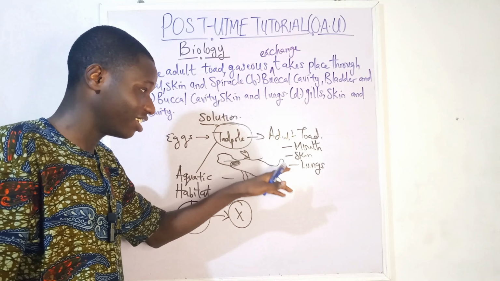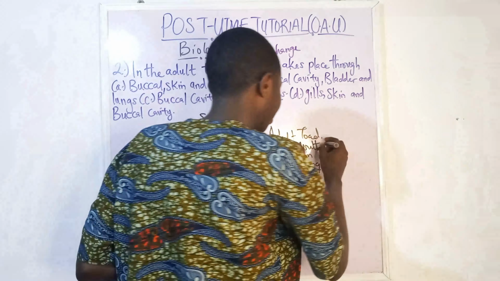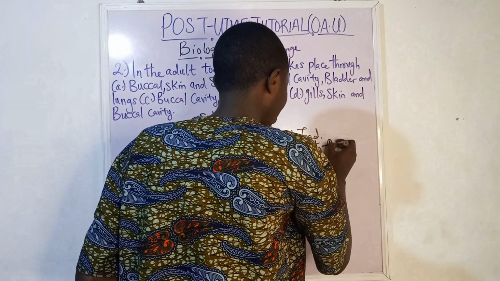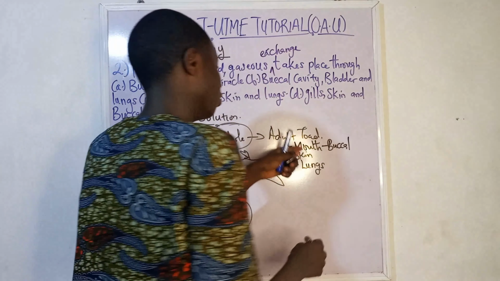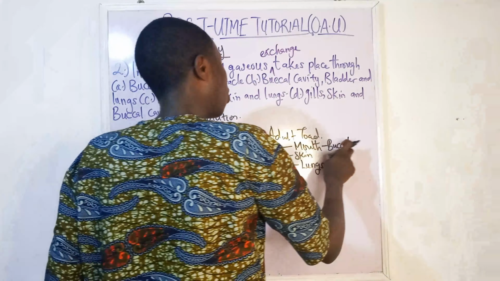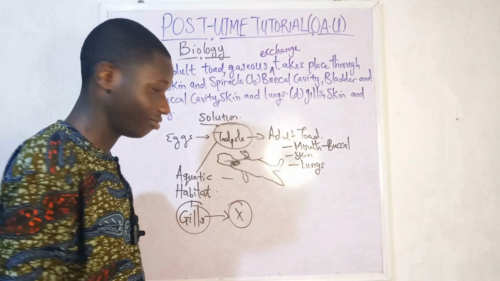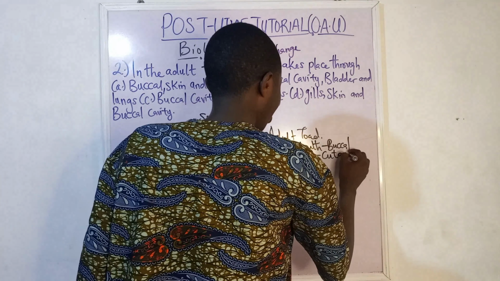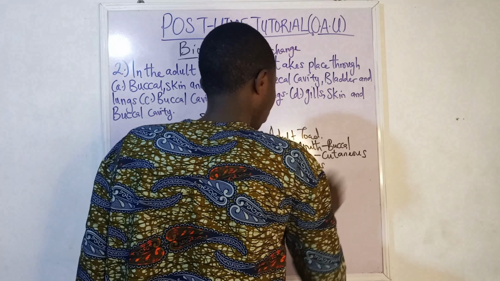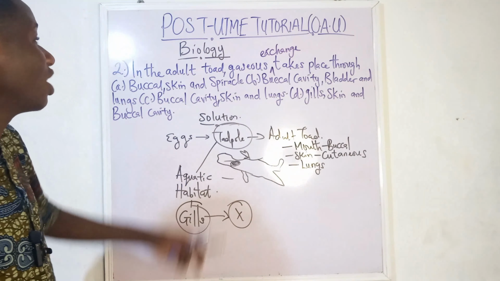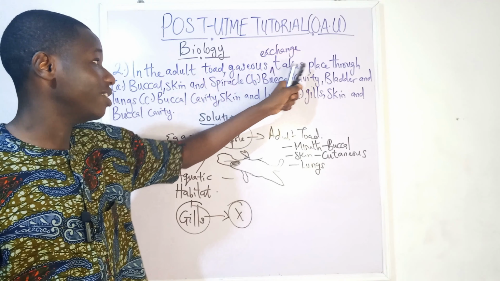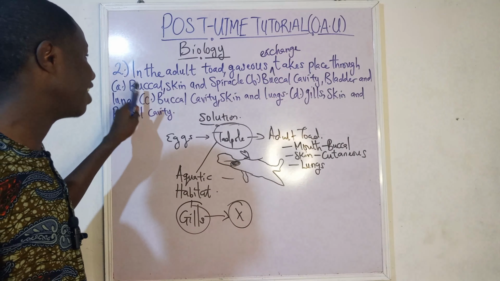Mouth, skin, lungs. Now another name for respiration through the mouth is called the buccal respiration. And buccal respiration occurs using the buccal cavity. While the skin is called the cutaneous respiration. Cutaneous respiration. So that's just what you need to know in that aspect. So looking at the question, they said in the adult toad, gaseous exchange takes place through option A, buccal. That is right.